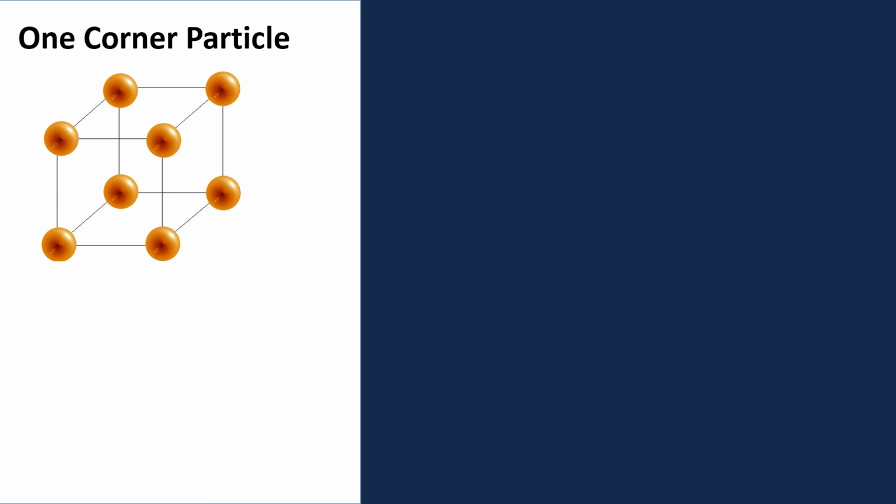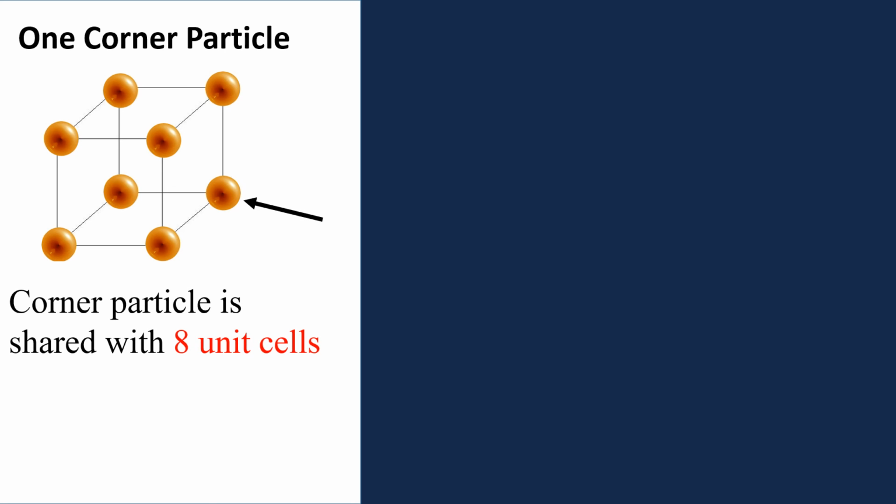Now we can go through the primitive unit cell in which corner particles are present. Then what is the contribution of a corner particle in a unit cell? That is very important for us. What is the contribution of a corner particle into a unit cell? This is the corner particle. Corner particle is shared with 8 unit cells. Each corner particle is shared with 8 unit cells.